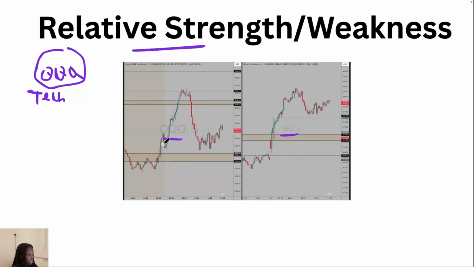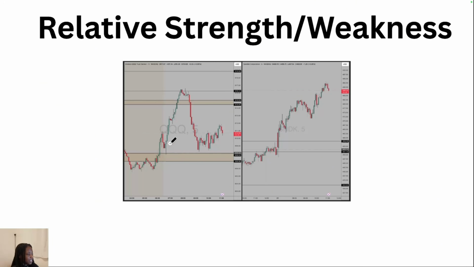In this case, as you can see, when QQQ was pushing up, MU was also pushing up. That's a good sign. QQQ started to reverse and ended up coming back down to around the area it opened, but you can see that MU is still holding trend. What that means is that when QQQ finally stops selling and tries to reverse, MU will most likely go back to the highs. I hope that's clear. If you have any questions, leave a comment in the comment section.